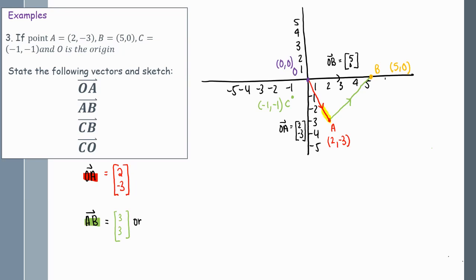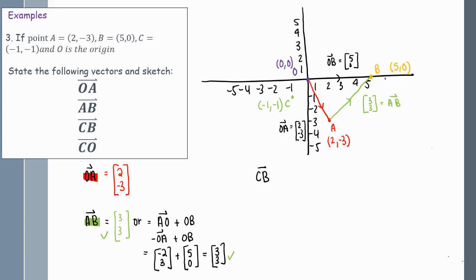Then try it the other way. So we could start at A, go to the origin, and then go from the origin to B by my vectors AO plus OB. AO is just negative OA, and we know that OA is (2, -3). So negative OA will be (-2, 3), plus OB, which was (5, 0). Hopefully we get the same thing, that AB is (3, 3).